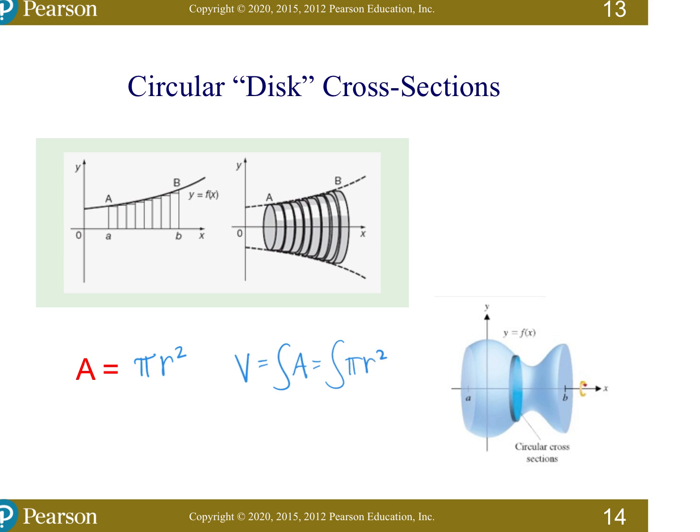Now, the tricky part is how do you get r? Well, r is the distance from the curve to the axis that you're rotating it around. So r is f of x minus the axis you're rotating it around. In this case, the axis of rotation happens to be the x-axis, so that would be a value of 0. But you could rotate it around any axis in 3D space, and you would be subtracting those two.